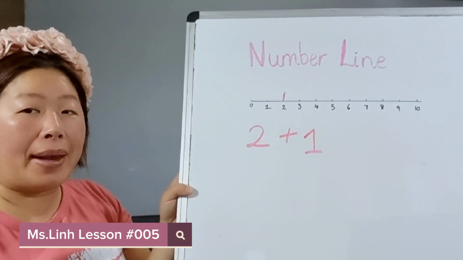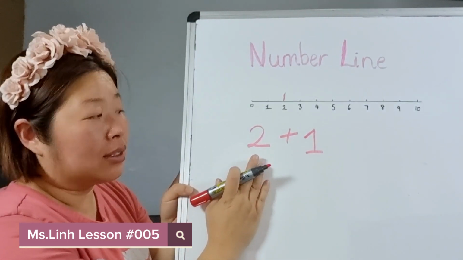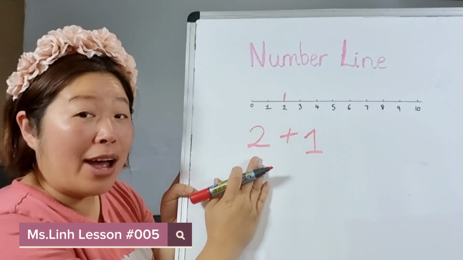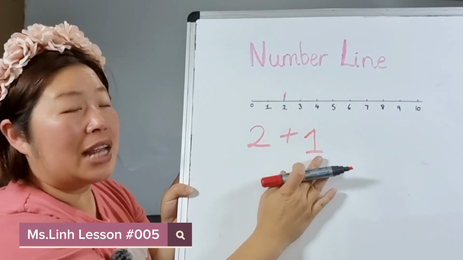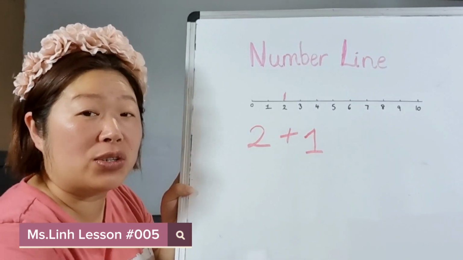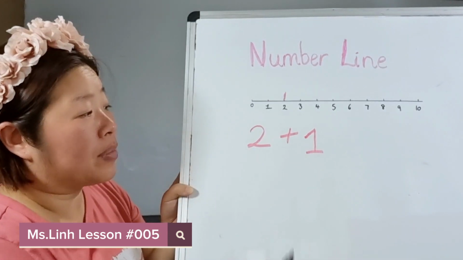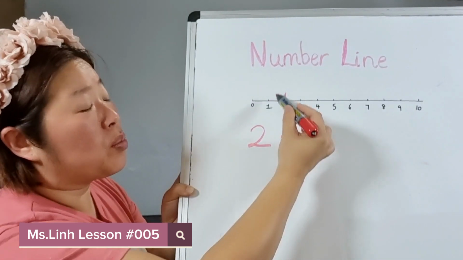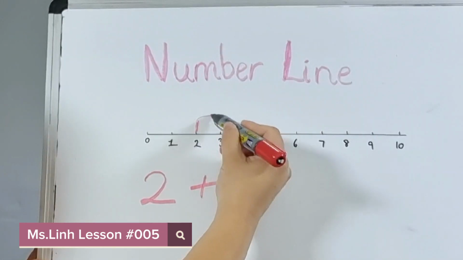So 2 plus 1. This number here tells me where to start. 2. This number here tells me how many steps I need to take moving forward, yeah? So let's say 1. So I'm just going to move 1 step. I'm going to do it like this.